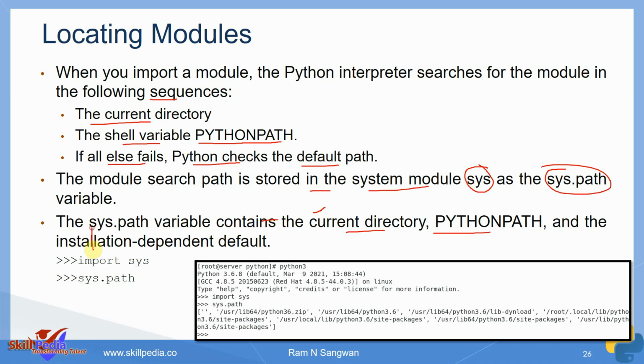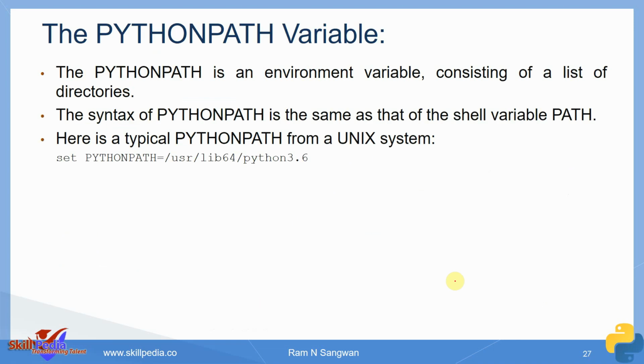How do you execute? Simply you can try from the Python prompt: import sys and then sys.path. This is what I tried. Look at this, python3, and then I imported sys, and then I tried to get the value of sys.path, and these are the locations where your module can be. The current directory is also included, your home directory is also included. So in any of these directories you can place your module.